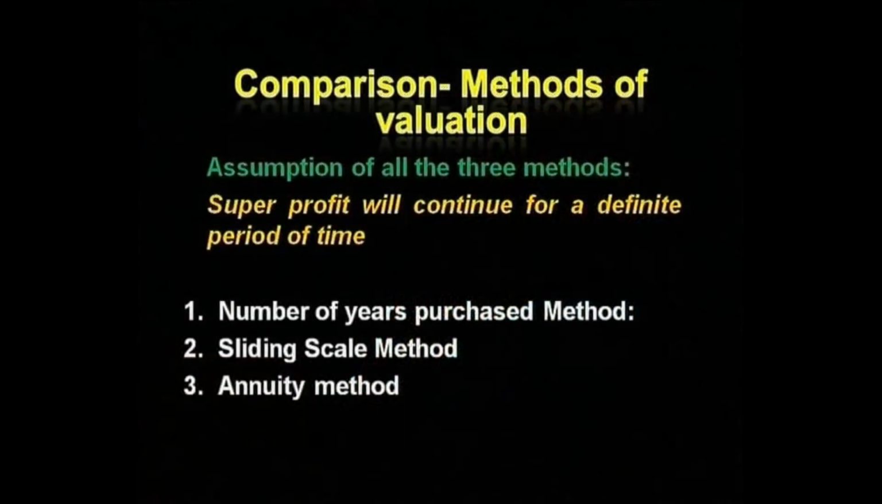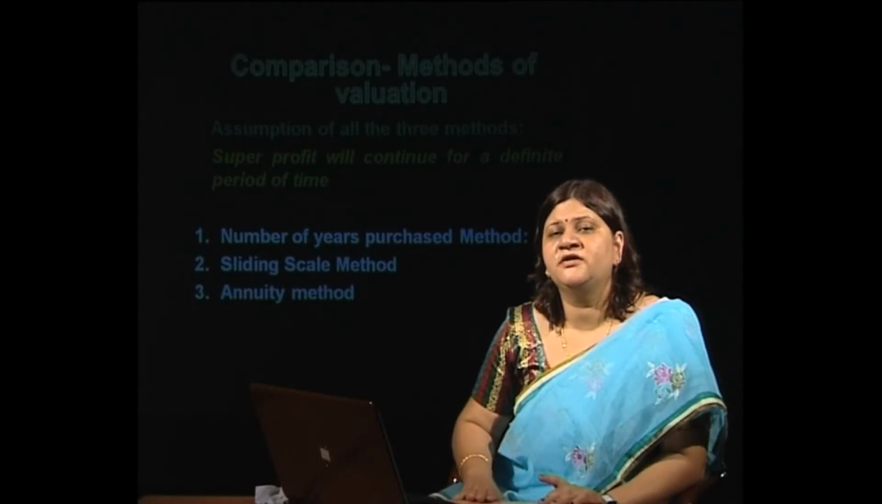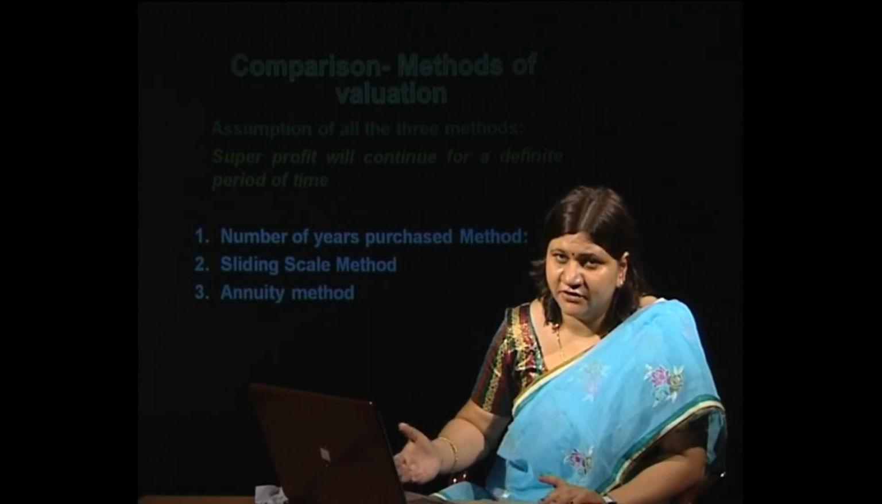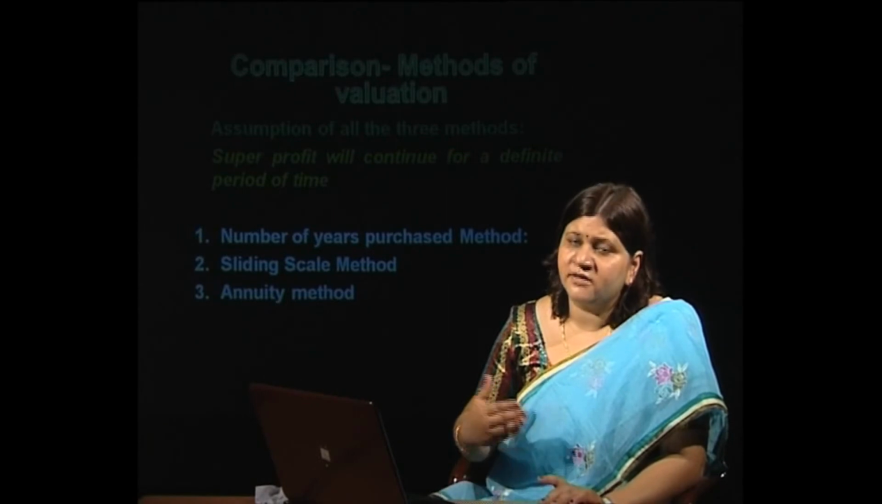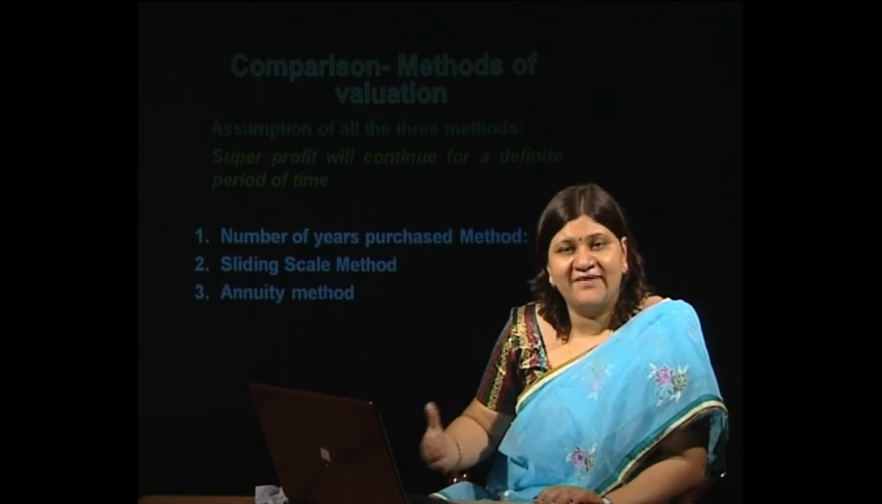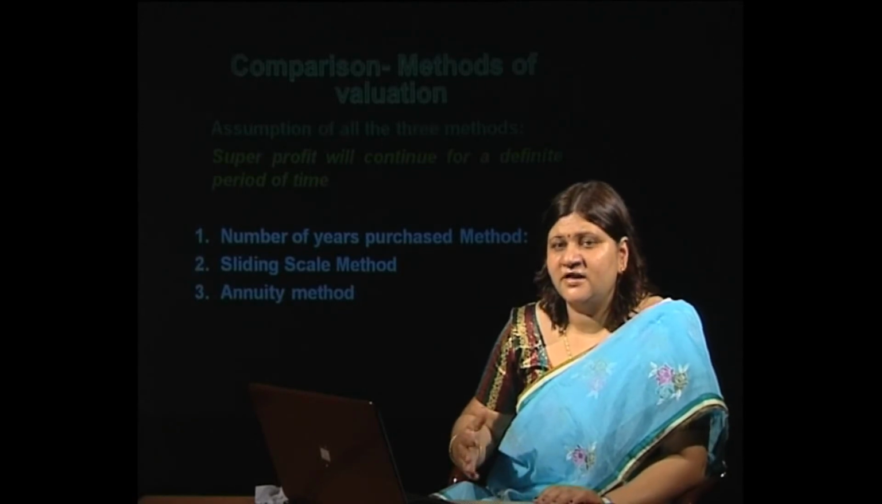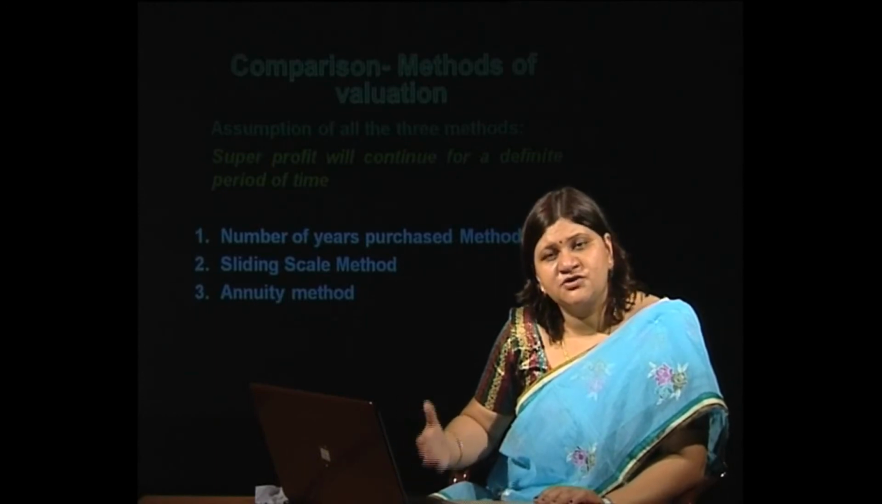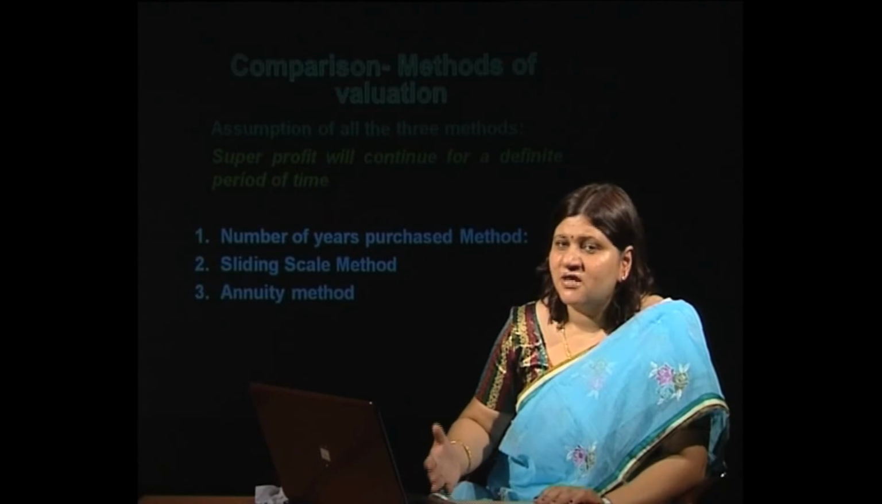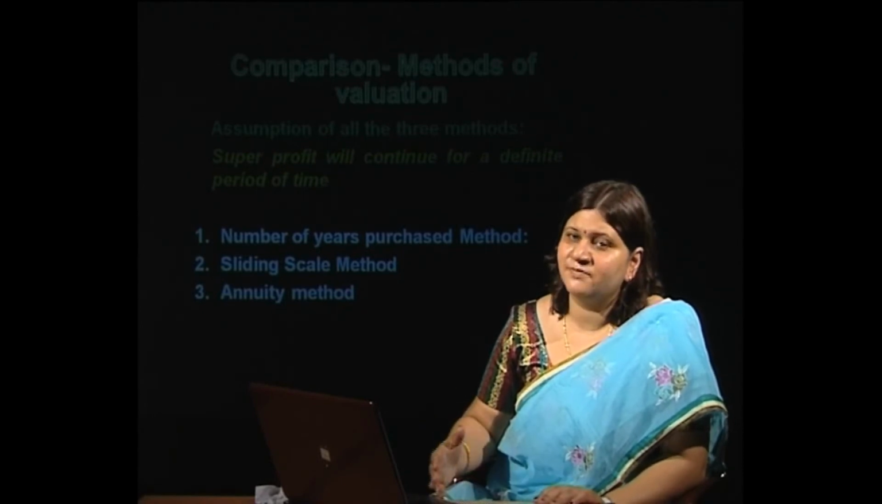Now, let us compare the three methods. Under all three methods, there is an assumption or underlying principle that super profit will continue for a definite period of time. That means the super profits will not be indefinite, or continue as long as the business continues. The business might be a going concern entity, but the profits are not to continue in that fashion or trend. Super profits are above the normal profits, and the difference of average profit and normal profit is assumed to be positive, and such a situation may not always exist in the business.